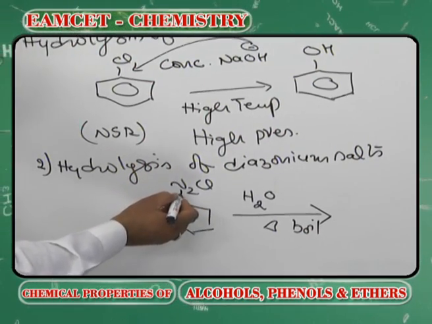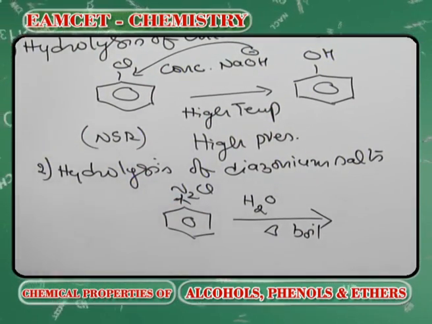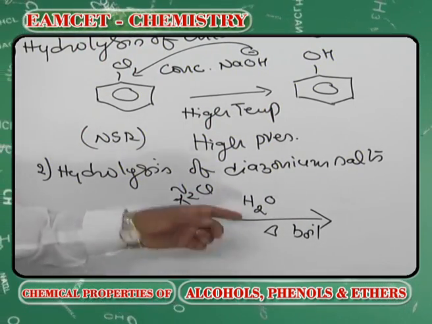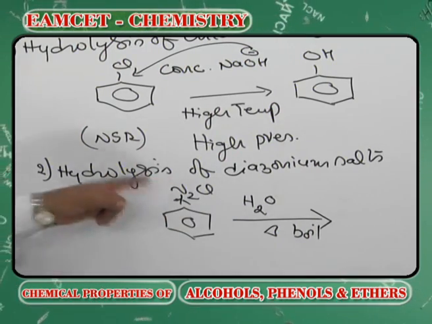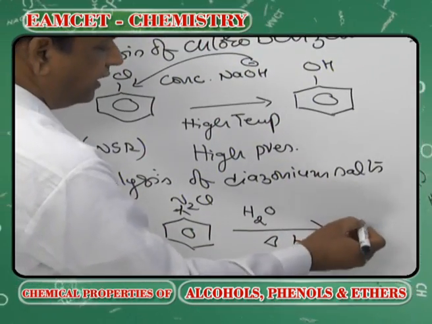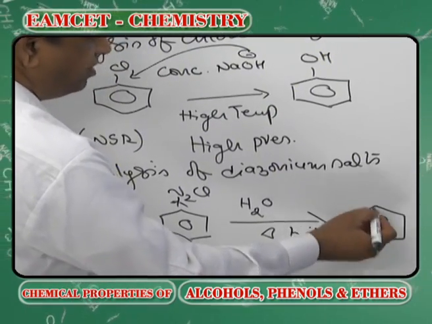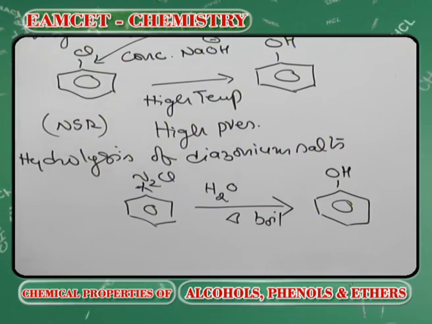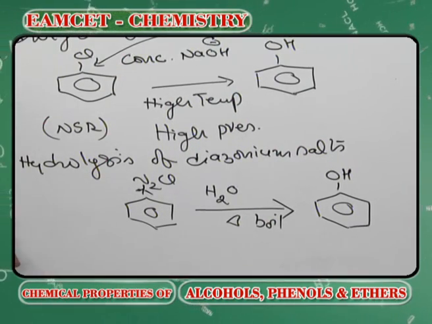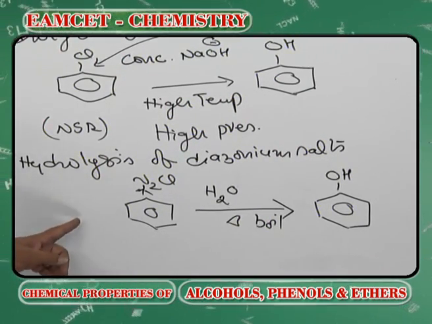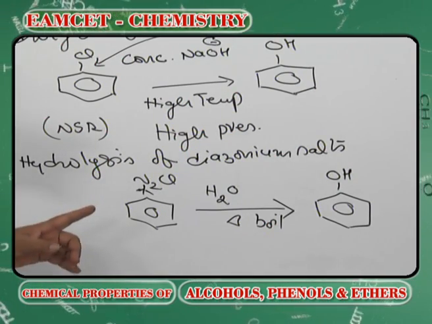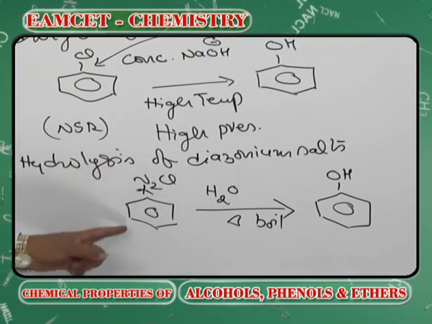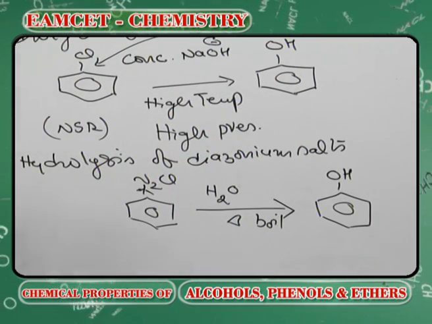The N2Cl is a very labile, good outgoing group. Therefore you need not take base either; just water will replace it and you will get the phenol. The only thing is, where will you get this N2Cl from? It is a small problem. In the benzene topic we have seen that nitrobenzene reduction will give aniline. Aniline on diazotization with sodium nitrite and HCl at low temperature gives this diazonium chloride. That on hydrolysis will give the phenol.